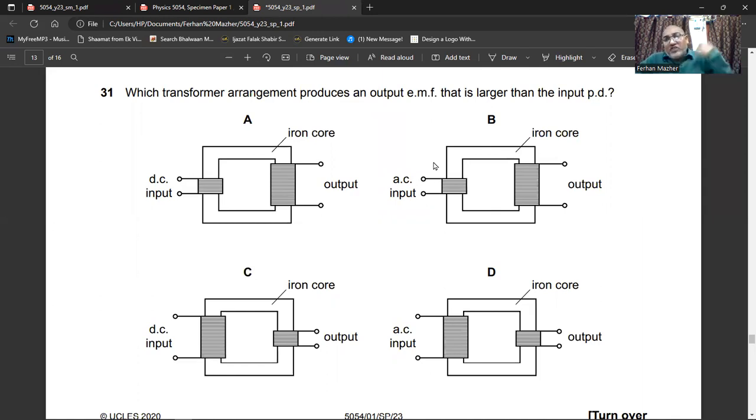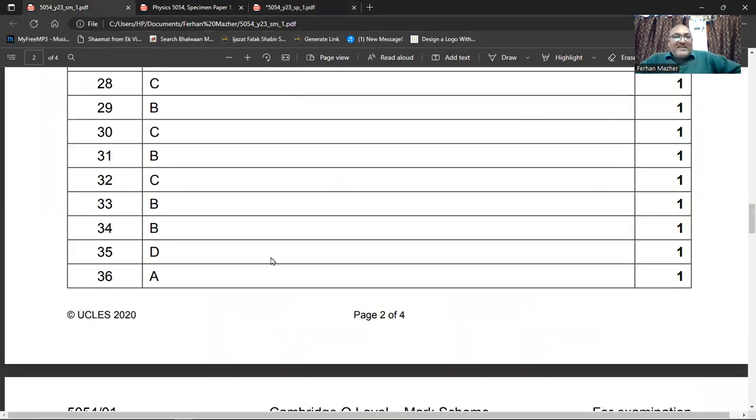The step-up transformer will be that in which the secondary coil has more turns as compared to the primary coil. This secondary coil has more turns as compared to the primary. So this is a step-up transformer. This one is a step-down transformer. So B is the right option, sir. 31B is the right answer, sir.